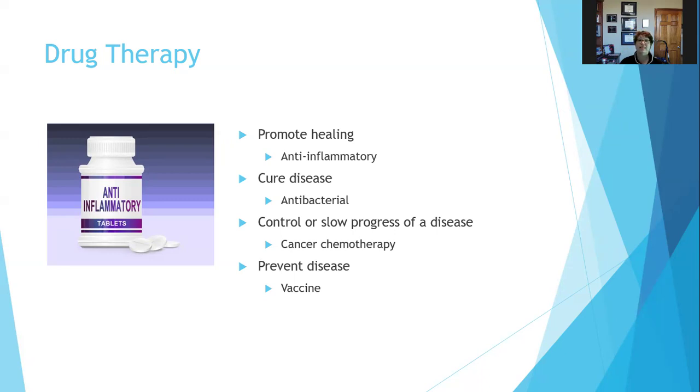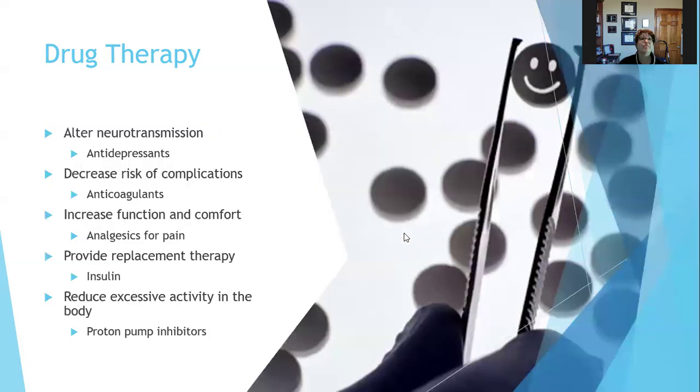They can prevent disease, like a vaccine can prevent disease. You don't get it in the first place. That's nice. Drug therapy can alter neurotransmission. So antidepressants are a good example of this. Most antidepressants are selective serotonin reuptake inhibitors, or SSRIs, like Prozac and Zoloft, those types of things. And what they do is they extend the time that the serotonin persists in the synaptic cleft, so you get more use out of it.